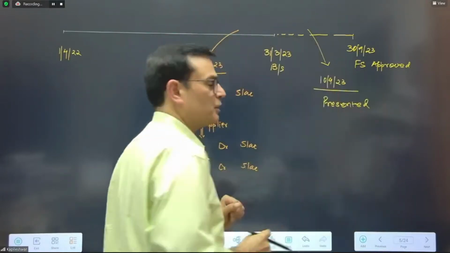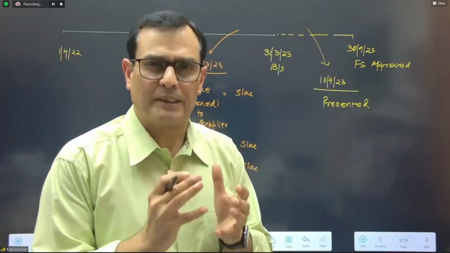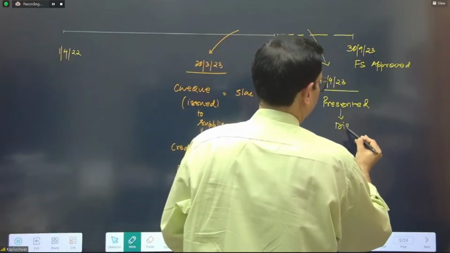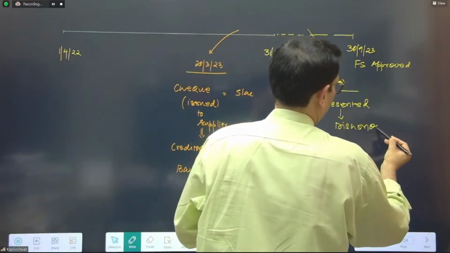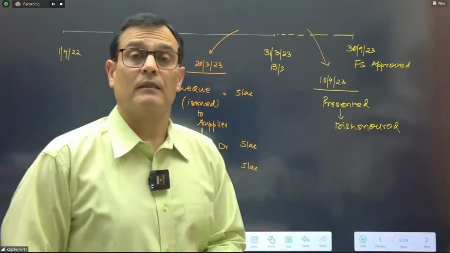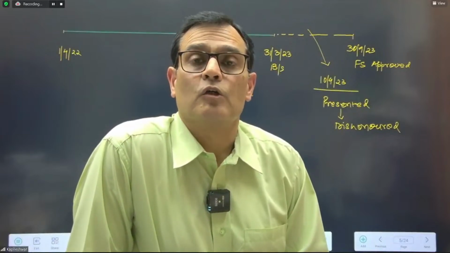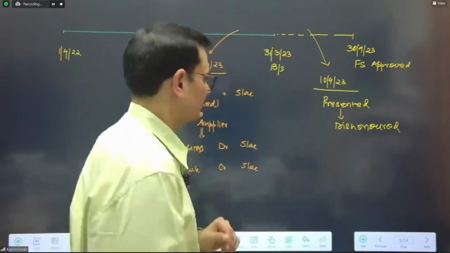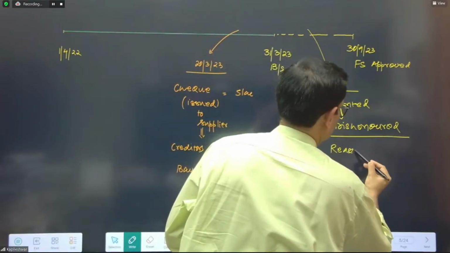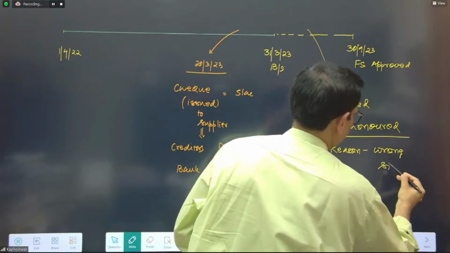He presented the check to the bank on 10th of April 23. When he presented this check, the bank dishonored the check. They said the check is dishonored. Reason, wrong signature.